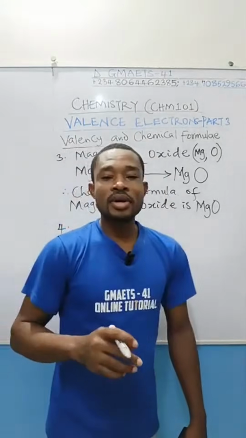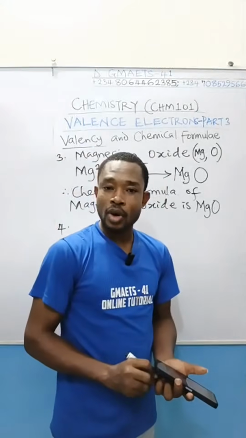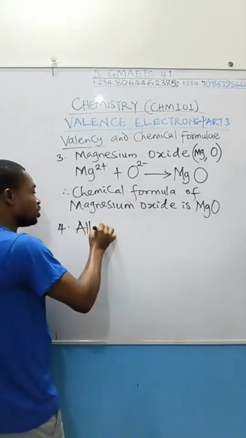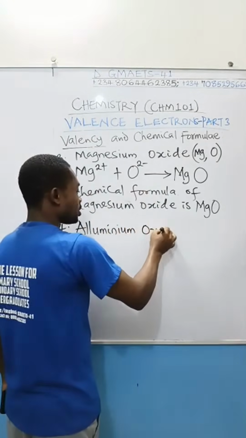Let us write the correct chemical formula of this compound called bauxite. That bauxite is aluminium oxide. So I will write aluminium oxide.